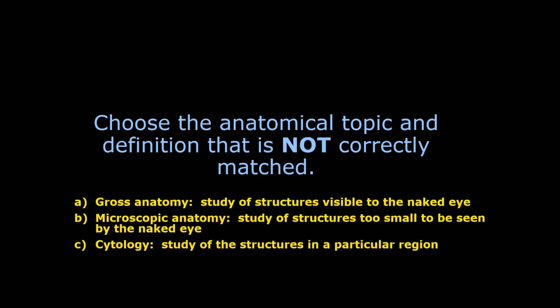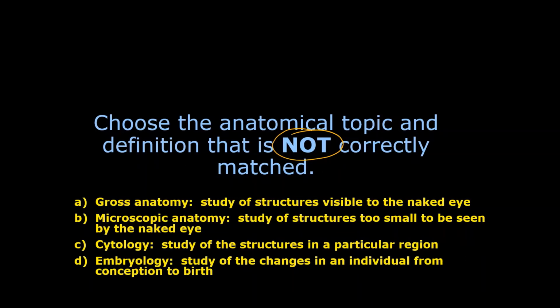Cytology, the study of structures in a particular region. No, we know cyto means cell. So cytology is the study of cells. So if we're looking for the one that is not correctly matched, that sounds like a really good choice right now because it's definitely not matched. Let's see what D is. Embryology, the study of changes in an individual. Well, that's, I think, the definition I gave in the lecture series. So C is the one that's not right. All the other three are correct. Got that one right? Good.